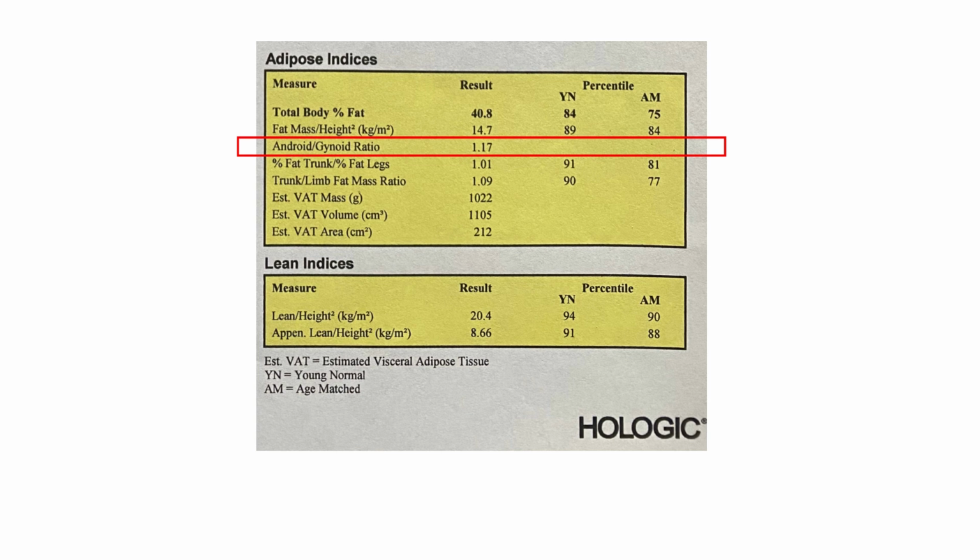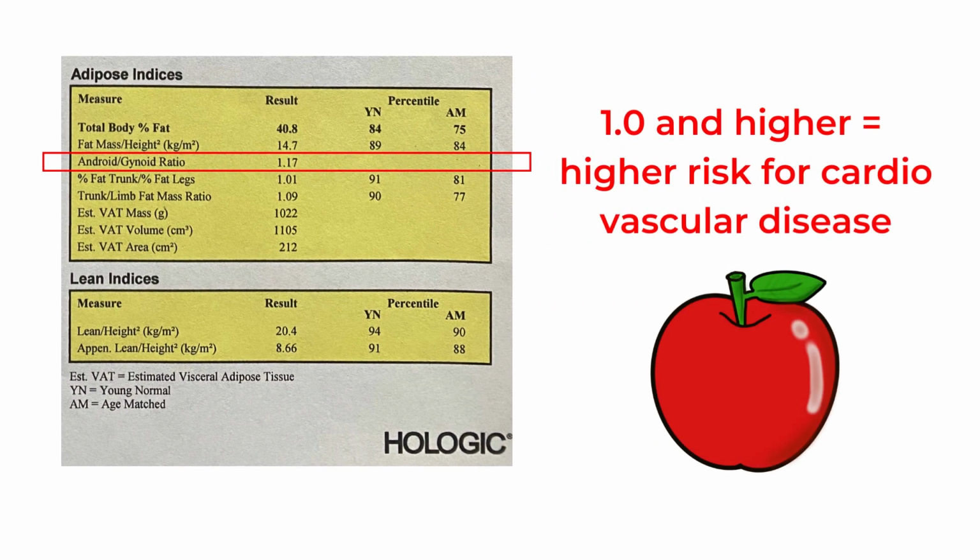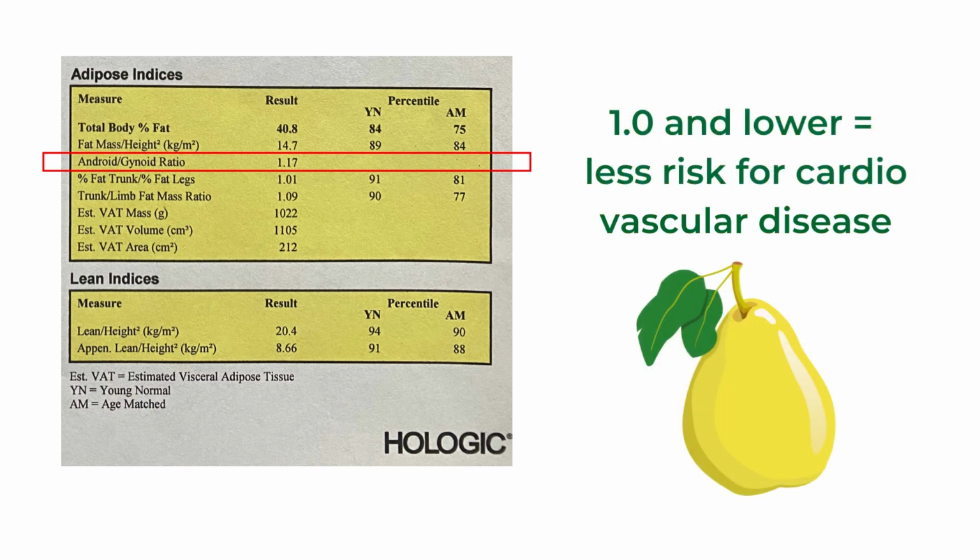This is comparing the android region and the gynoid region, which I talked about are that little A box and that little G box. This is an indicator that many medical professionals will use to predict cardiovascular disease. 1 and higher is an indicator that the person probably has closer to an apple body shape instead of a pear, and those people tend to have higher risks of cardiovascular disease. Below 1, people are at a lower risk, and that tends to describe more of a pear-shaped population.